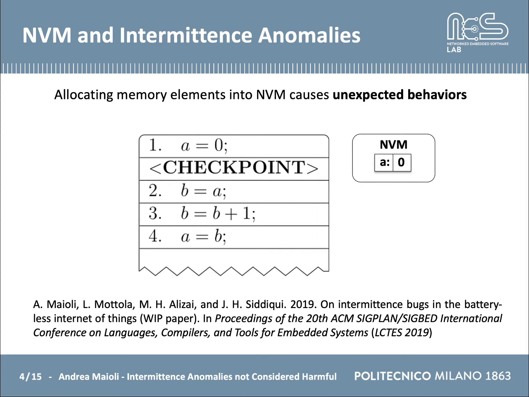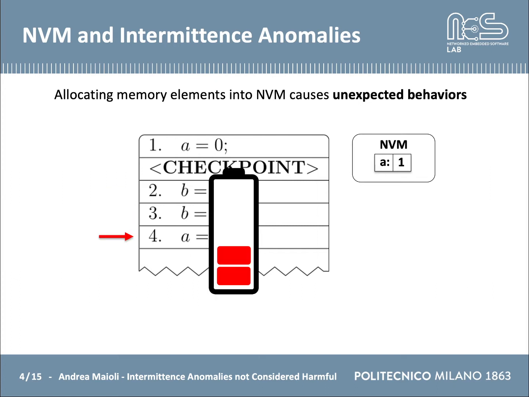So let us consider the execution of this program where variable a is directly allocated into non-volatile memory. We save a checkpoint, which does not include a, since it is already non-volatile, and from now on, we basically increment a by 1. So we set b equal to 0, which is the value of variable a, we increment b to 1, and then we update a to 1. Now a power failure happens.